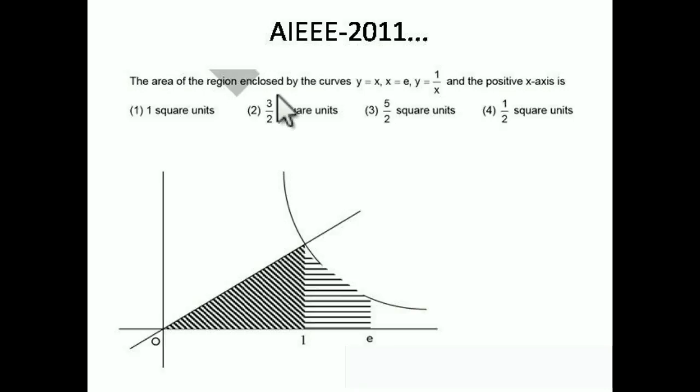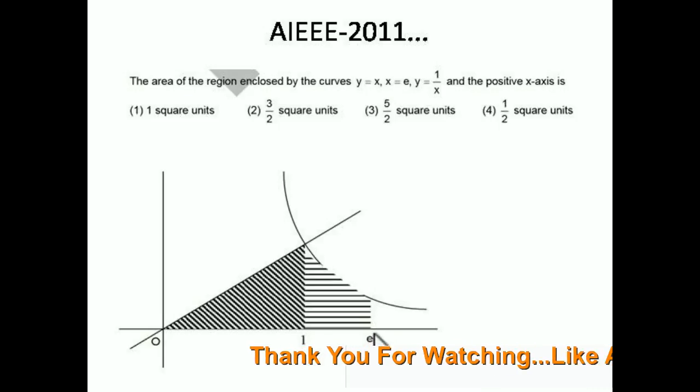The area of the region enclosed by the two curves y is equal to x, that is a straight line passing through the origin, x is equal to e, and y is equal to 1 by x, that is a hyperbola, and the positive x-axis. Okay, so let's see this example. Y is equal to x line, I draw it out, a straight line passing through this. Then the hyperbola, y is equal to 1 by x, and x is equal to e, so this line.